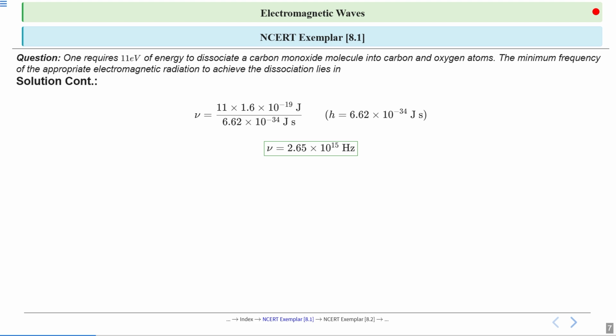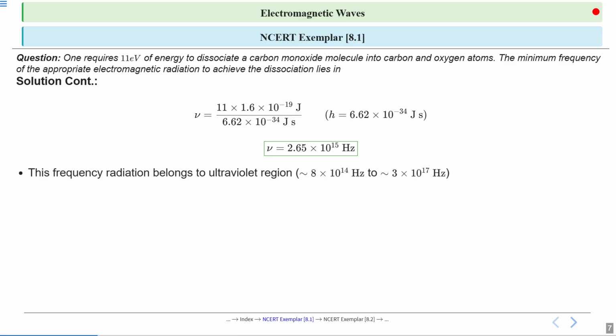I told you in previous lectures that you have to remember either the frequency or wavelength range. If you only know the wavelength ranges of the electromagnetic waves, you can find the frequency range also by the relation C equal to nu lambda. If you don't know the frequency range, you can convert the wavelength range into frequency range by using the relation C equal to nu lambda.